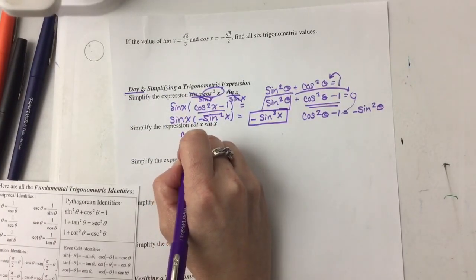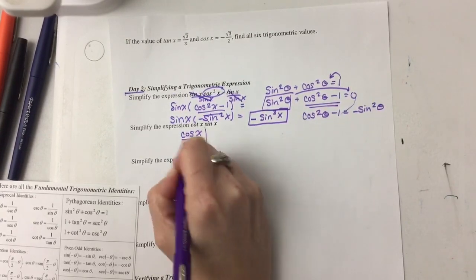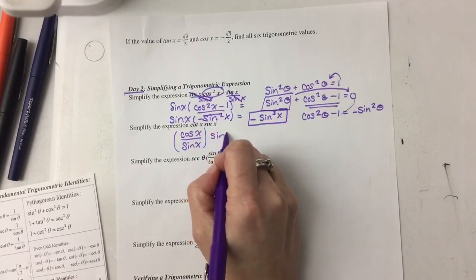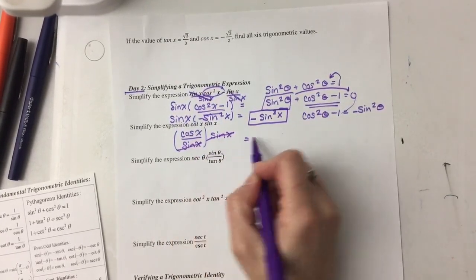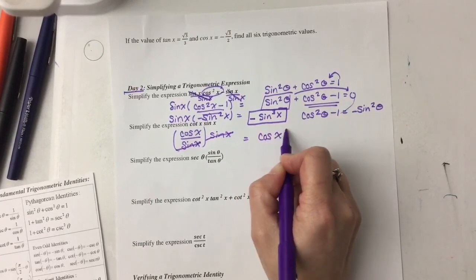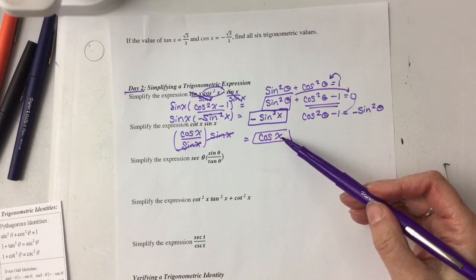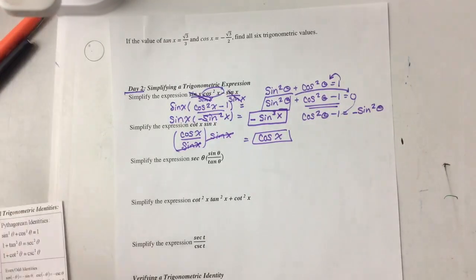Cotangent of x can be written as cosine of x over sine of x. It is equivalent, okay? I still have a sine of x. I'm multiplying by a denominator. This cancels this, so all I have is a cosine of x and I'm done. As soon as you have it down to just one trig function, you're good to go. Okay, let's look at the next one.